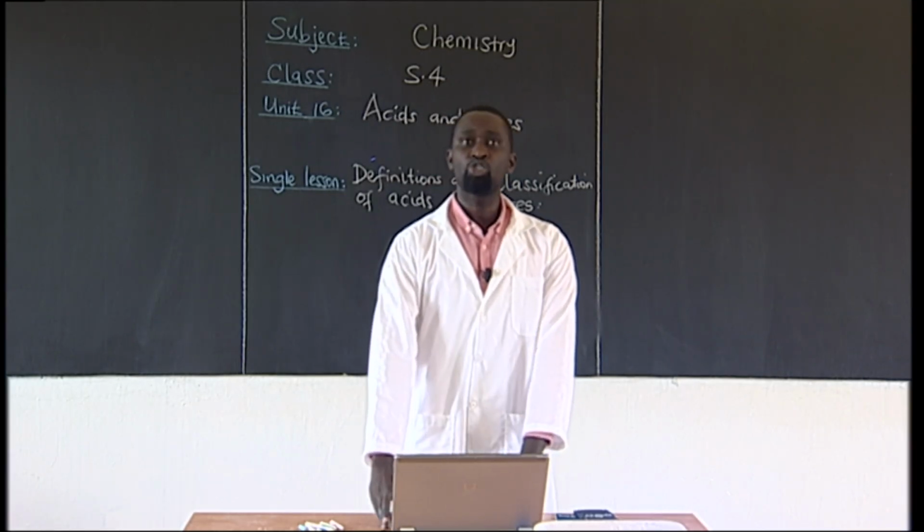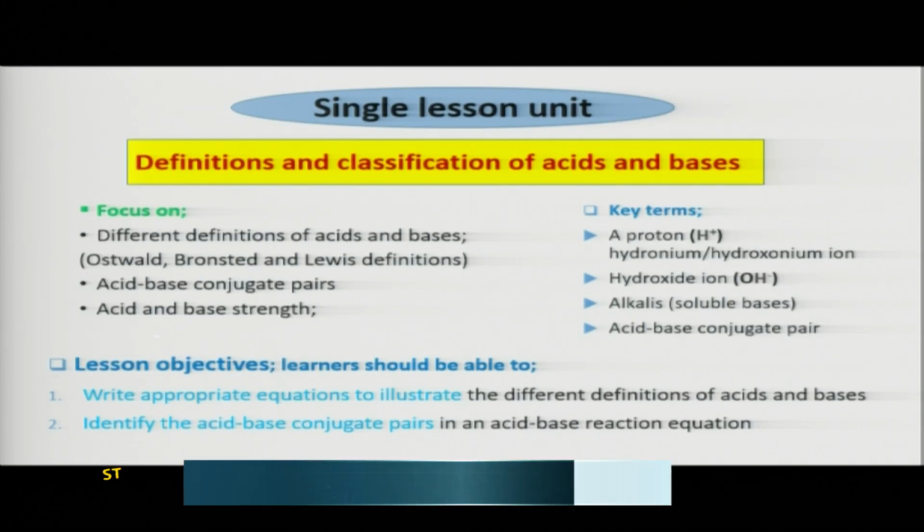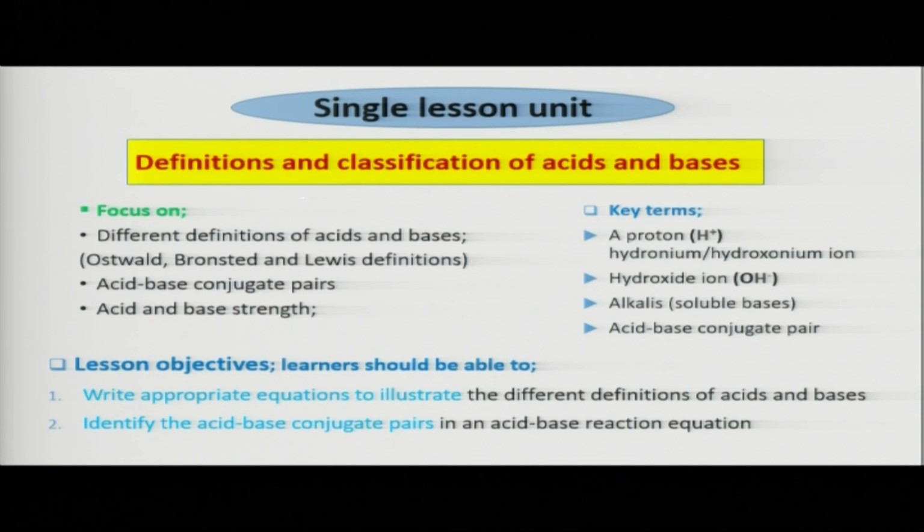And this takes me to objectives. You should be able, by the end of this lesson, to write appropriate equations to illustrate, not only writing, but your equations should illustrate the different definitions of acids and bases. Then you're supposed to identify the acid-base conjugate pair in any acid-base reaction, meaning you need to know what a conjugate pair is. And that is what we shall look at. Do not miss, please. Pay close attention.